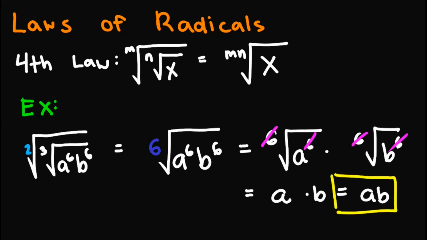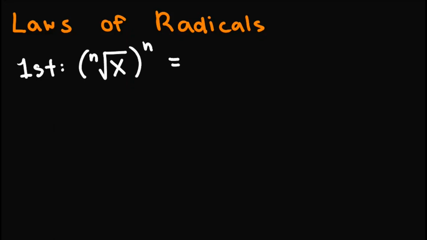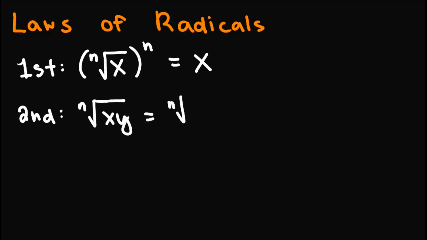So those are the laws of radicals. So just to summarize, first we have the first law. And the first law states that if we have the nth root of x and we raise it to n, this one is equal to x. The second law states that if we have the nth root of xy, this one can be written as the nth root of x times the nth root of y.